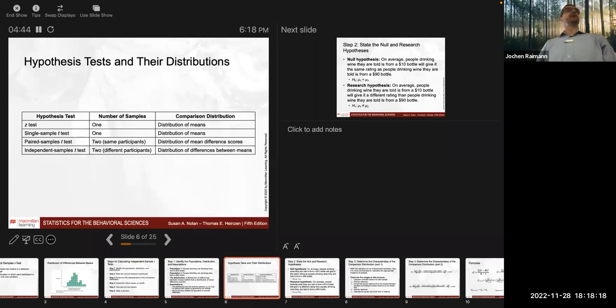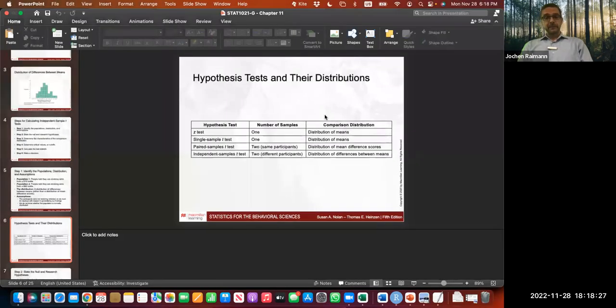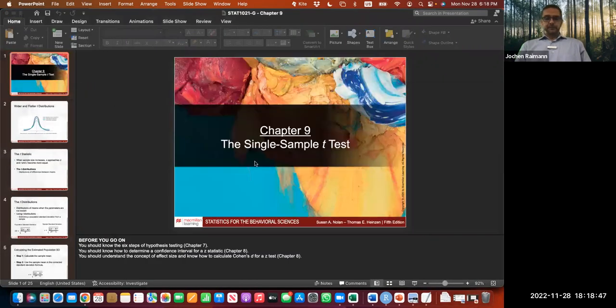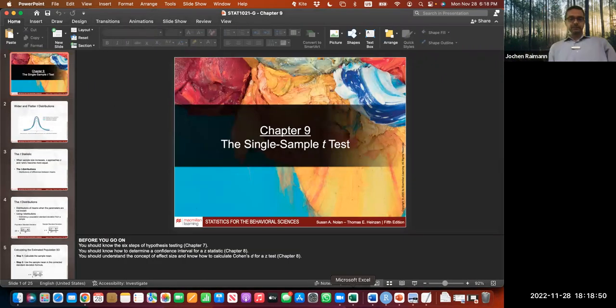I think we've looked at this slide a couple of times, so I think you're quite aware of it. Okay, good. So now let's look at the example.